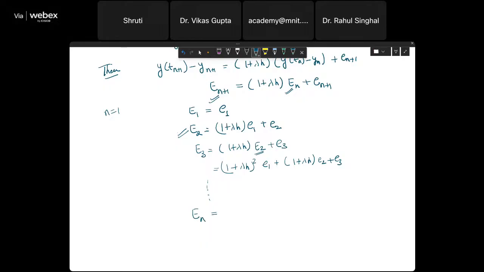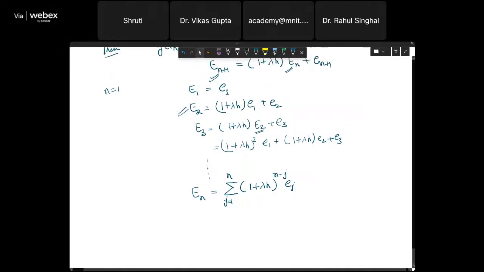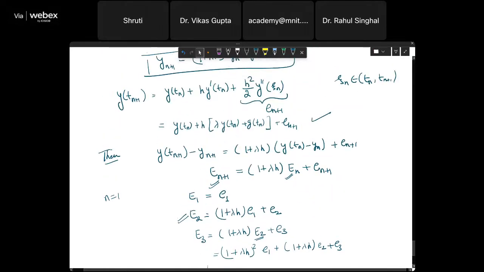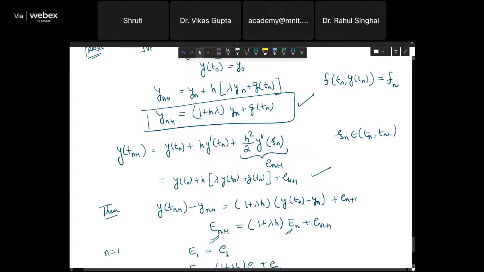So likewise we can keep on substituting different values of n, and finally we can write capital En in terms of small e at different steps, and in summation form we can write it as follows: sum of (1 plus lambda h) to the power n minus j, times ej. You can see that it is following the same pattern. So this finally we obtain as the global truncation error. Here we want to find its estimation, meaning mod of capital En we want to see.